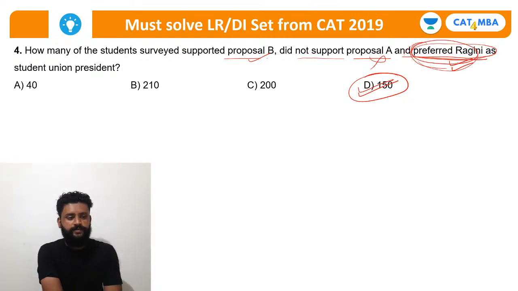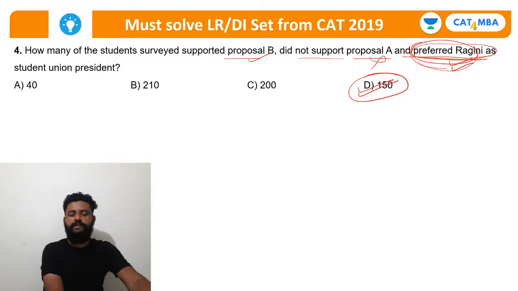Okay guys, that's it for the day. So see you tomorrow. Tomorrow again we'll be solving 2 to 3 sets, we'll try to cover tomorrow from CAT 2019 slot 2.